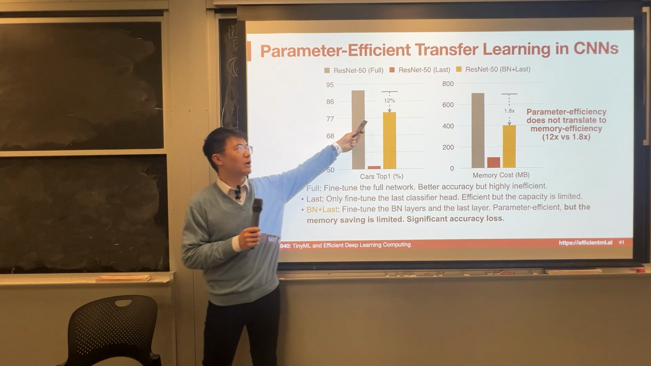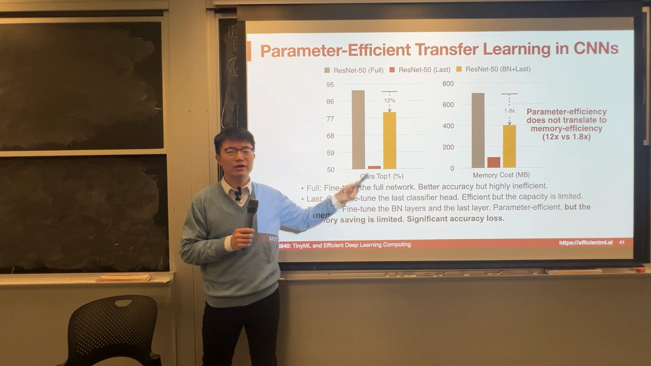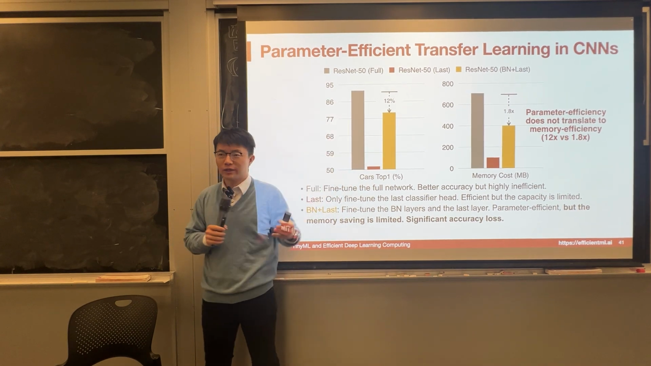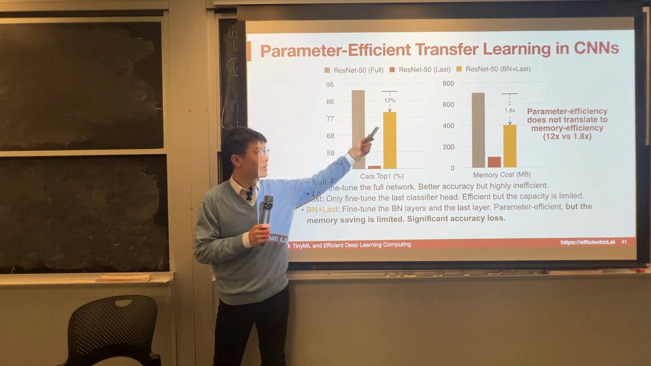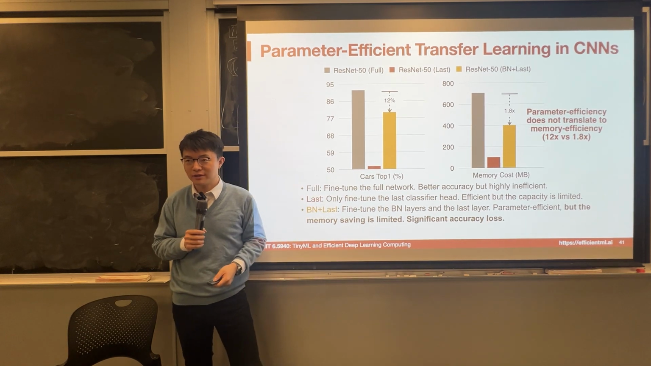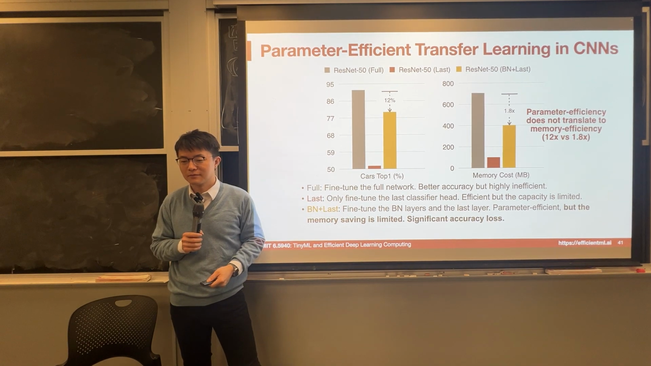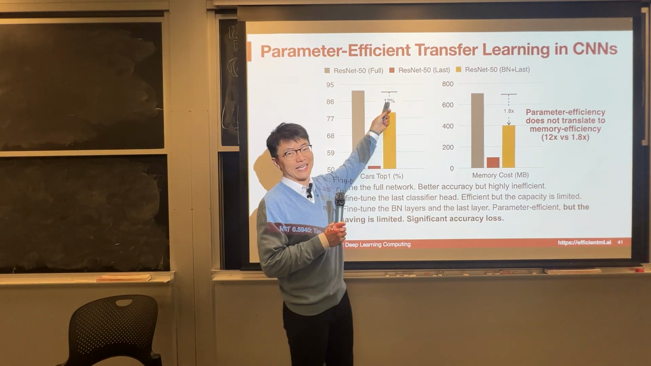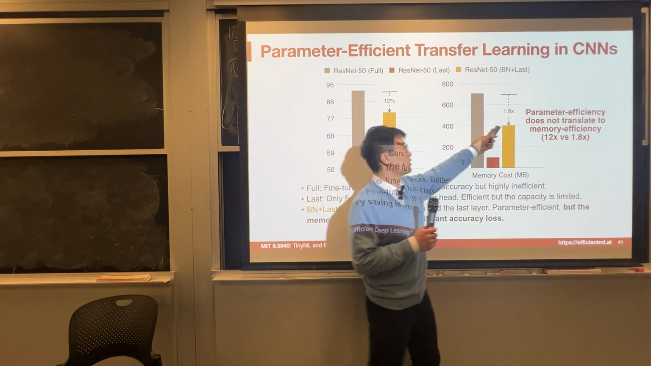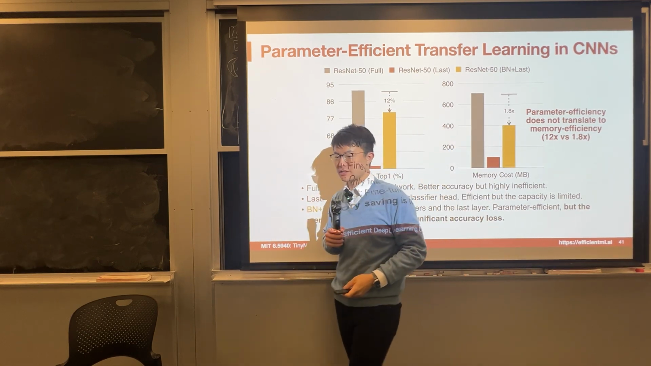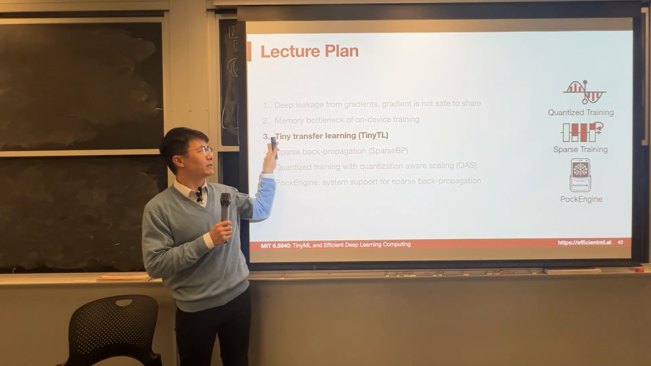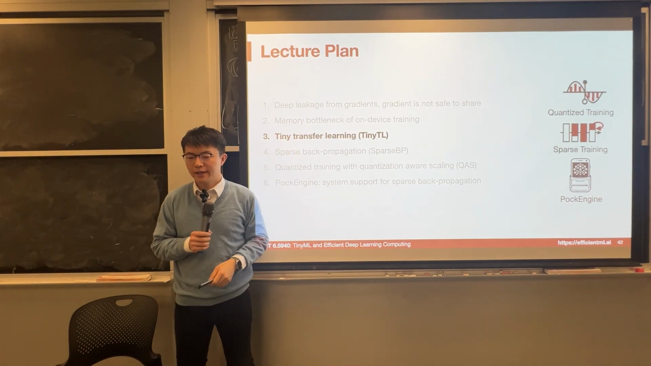And also the accuracy degradation, although it's better than fine-tuning the last layer, compared with full fine-tuning is still very significant, like a double-digit loss of accuracy. And how do we solve this issue, right? Try to close the accuracy gap and also have pretty significant measured memory saving. So let's talk about tiny transfer learning, okay? Tiny TL, to solve this problem.